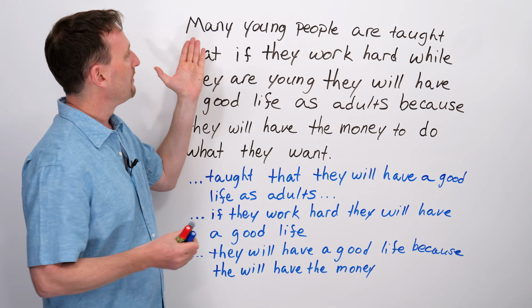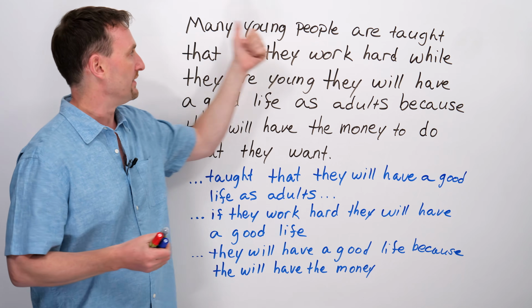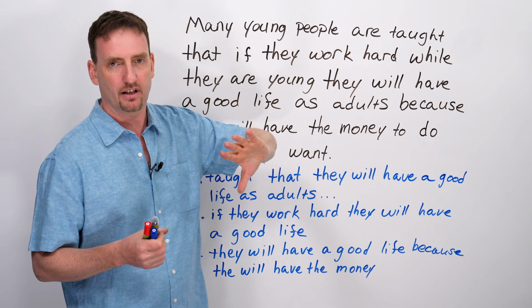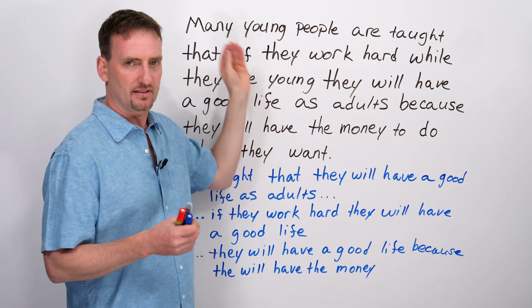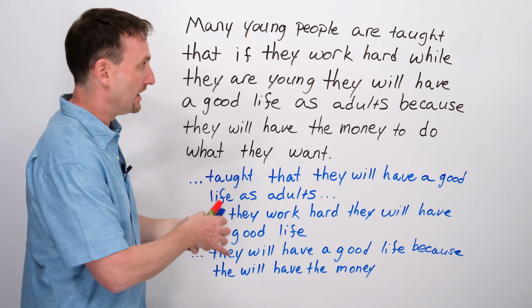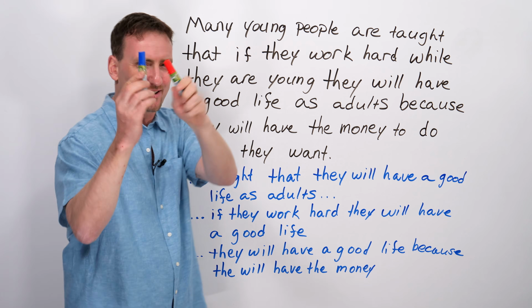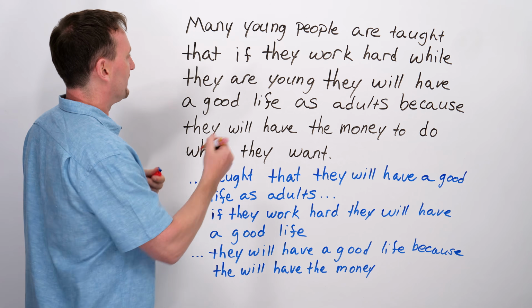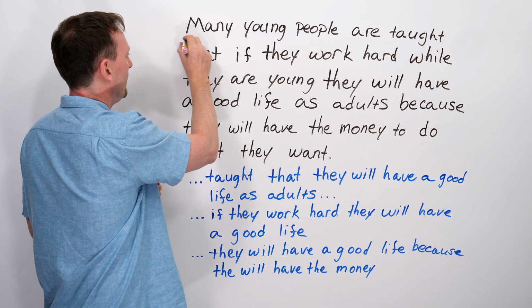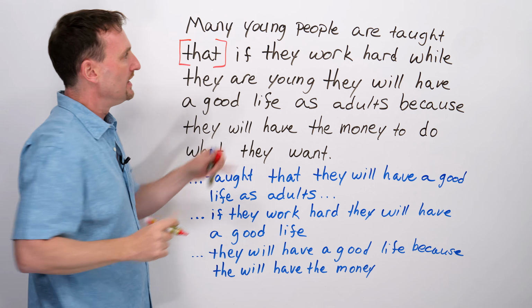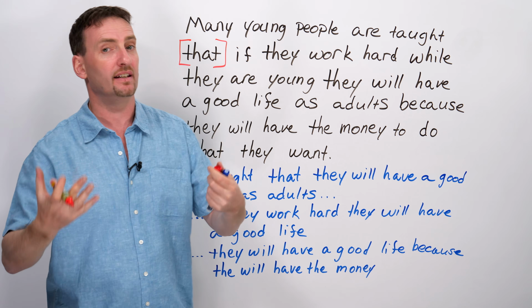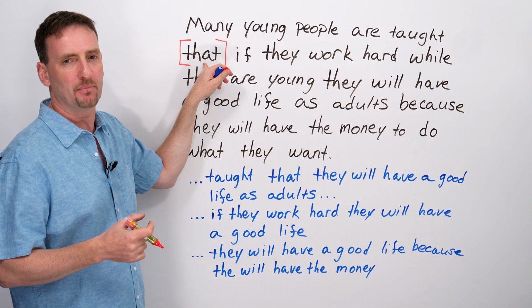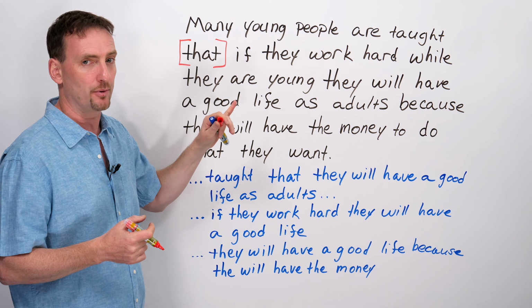So let's start. Many young people are taught. You have a subject, you have a verb, passive, but it's still a verb, are taught something, right? So this is your independent clause because subject, verb, and there's an object coming. So we're going to leave that there. I'm just going to work with these two markers here. Now, first thing you notice, here's a that. And I'm going to put this in a little bit of a square. Taught what? So I need an object for taught. And this is the beginning of my object. This is the beginning of a noun clause.